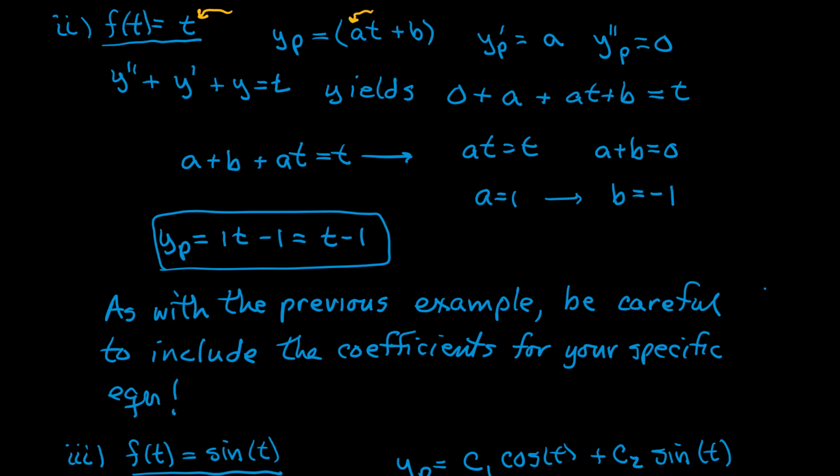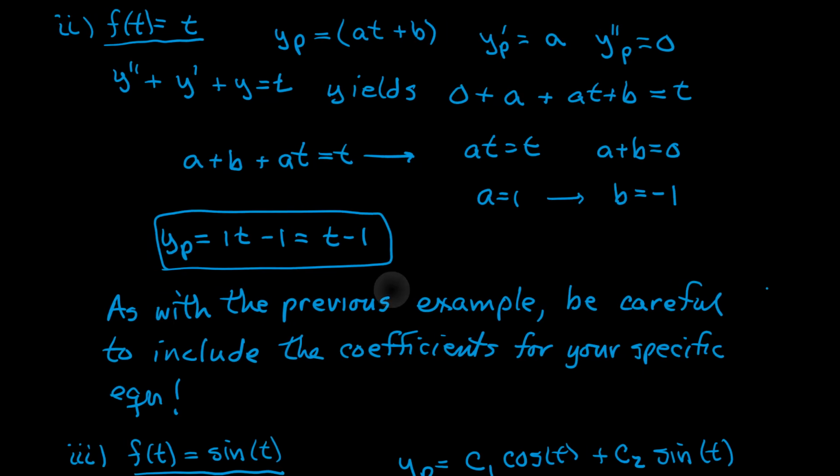Now you also have to be careful because even though our polynomial on the right-hand side is just t, we need to account for all of the powers of t less than t to the first. So in this case, that means we need to also include a constant. If this was f of t equals t cubed, our proposed solution would be at cubed plus bt squared plus ct plus d. You need to include all the powers of t less than whatever the degree of that polynomial is. Okay, so here's our proposed solution.